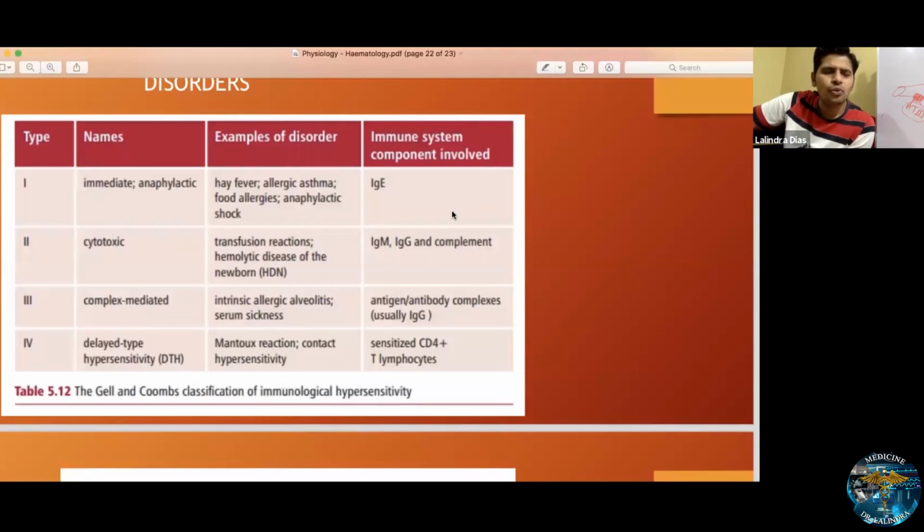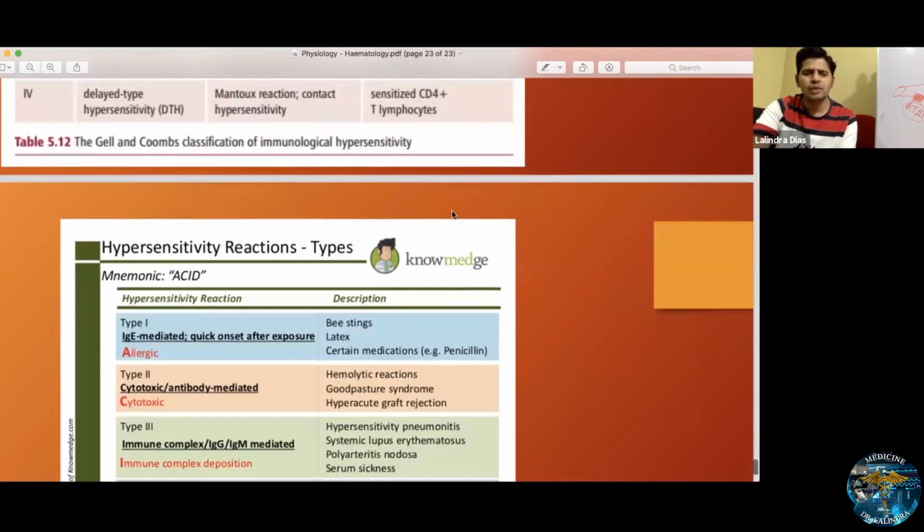And the type 4, you have delay. Yes, very important. Type 4 is delayed type hypersensitivity reaction. This is class 4. So class 4 hypersensitivity reaction examples are the Mantoux test, the Mantoux reaction, and also contact hypersensitivity. Okay, those are the 4 types of hypersensitivity reaction.